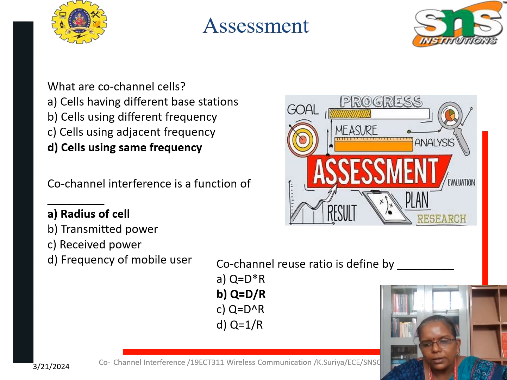Okay, so that is your next question. The co-channel reuse ratio is given by Q is equal to D by R, where D is the distance and R is the radius.